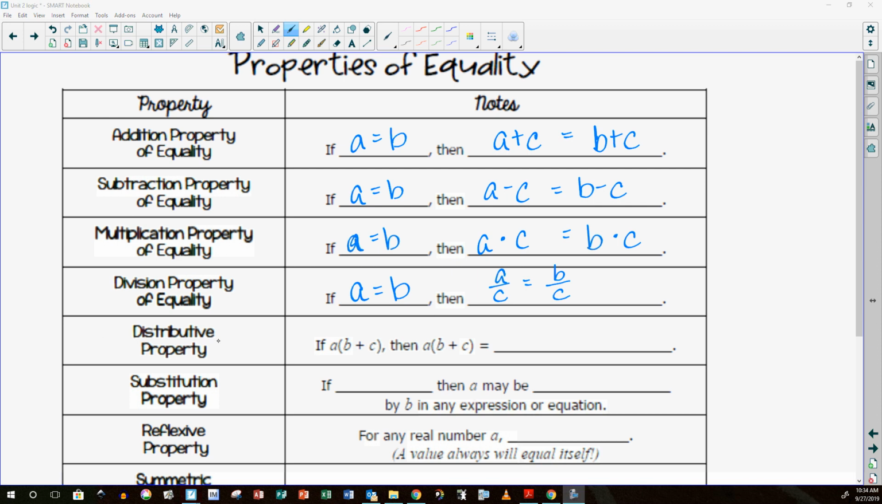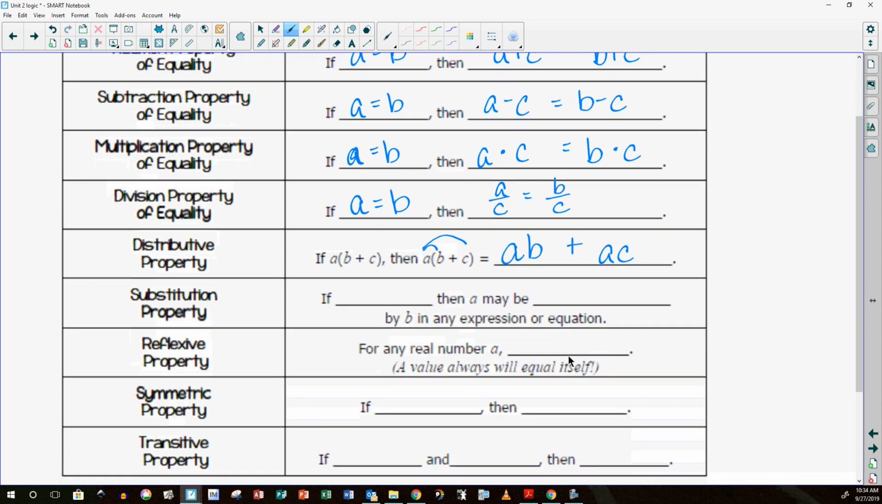All right, distributive property, again, you already know how to do it. If I give you A times (B plus C), then you know that A times (B plus C) is equal to AB plus AC, because you have to distribute that A to both parts of the parentheses.